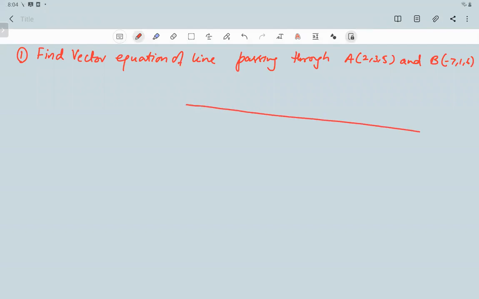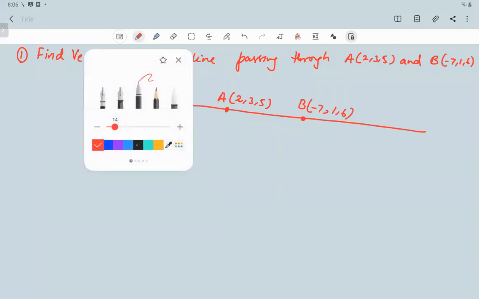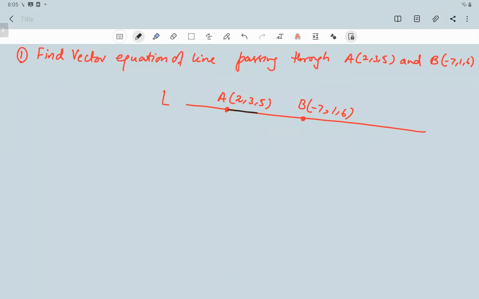Now this is the line whose equation is to be found, and this line passes through A (2, 3, 5), and it passes through B (-7, 1, 6) as well. Now AB will act as a direction vector for this line, or you can say a gradient for this line, okay? Now, first of all, our job is to calculate AB.